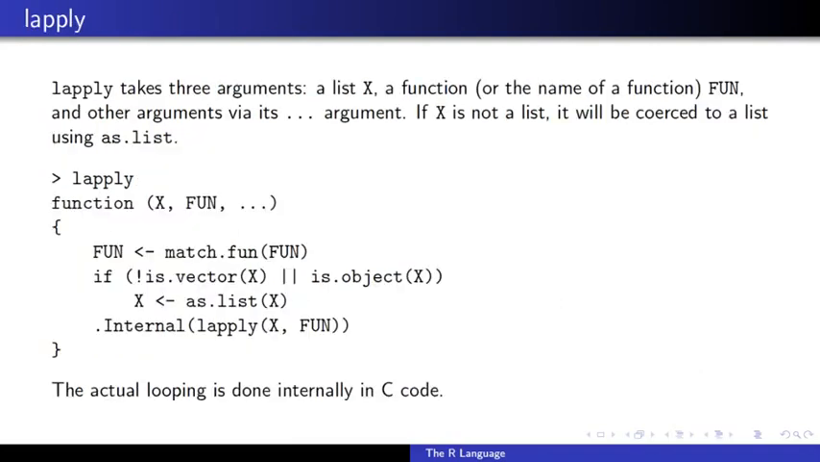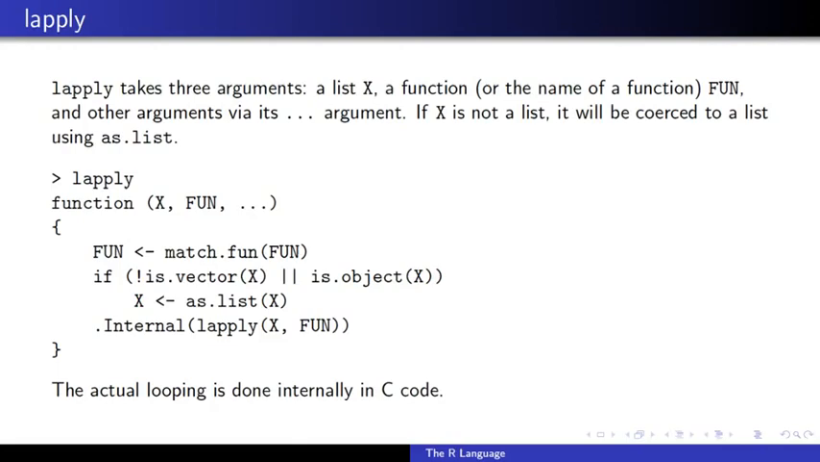So lapply takes three arguments. The first argument is a list, which is called x. The second argument is a function, or the name of a function. And then there are other arguments that can be passed through the dot dot dot argument, which is used to pass arguments that go with the function being applied to each of the elements of the list. If x is not a list, then it will be coerced to a list if possible. If it's not possible to coerce the object to a list, then you'll get an error.